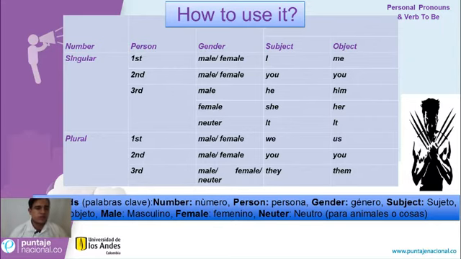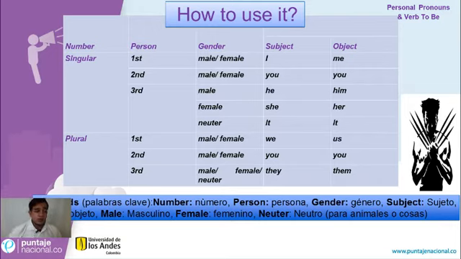First, singular, we have the first person singular, that is I, yes, it's for male and female. We have the second person singular, that in male and female is the same, you. The third person, we have male is he, female we have she, and neuter we have it. This neuter is used to design animals or things.